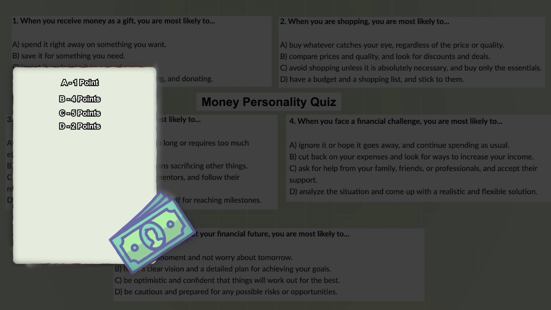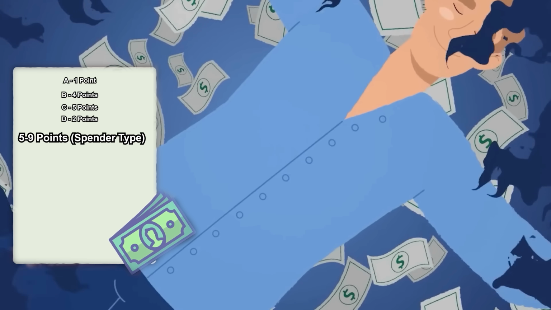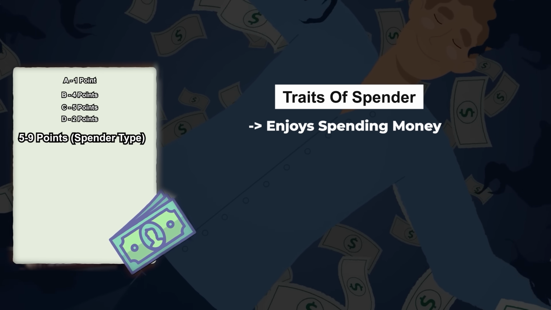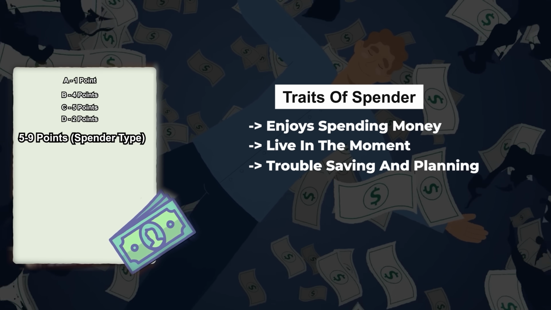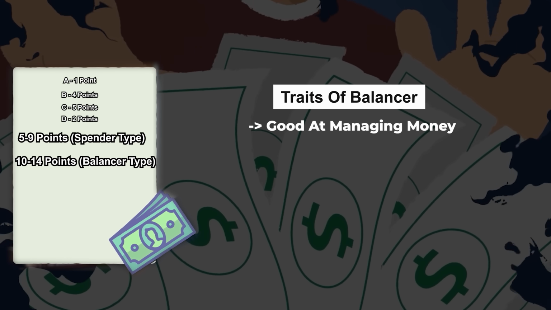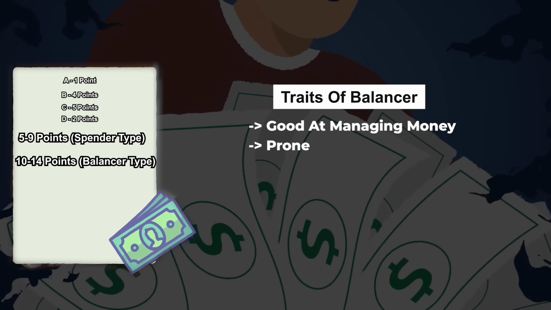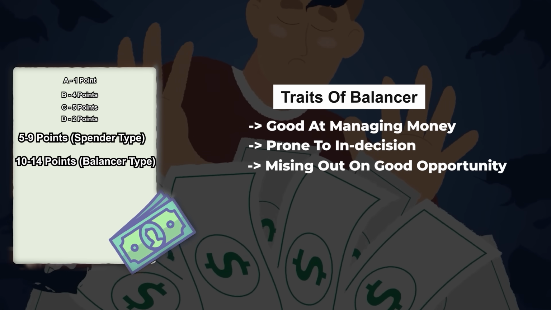Now, if your range is between 5 to 9 points, then your personality is a spender type. This means that you're someone who enjoys spending money. You're kind of a live-in-the-moment kind of person. You may have trouble saving and planning for the future, and you might struggle with debt or impulse buying. If you have between 10 to 14 points, then you're called a balancer. This means that you're pretty good at managing your money and making good decisions, but you're also prone to indecision and stress. So you may be missing out on some good opportunities because you're being very cautious.